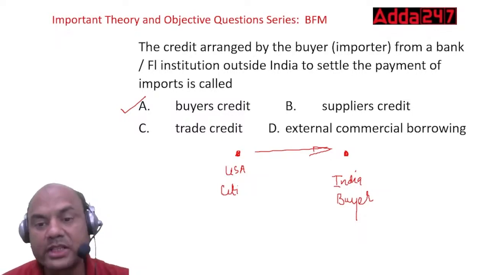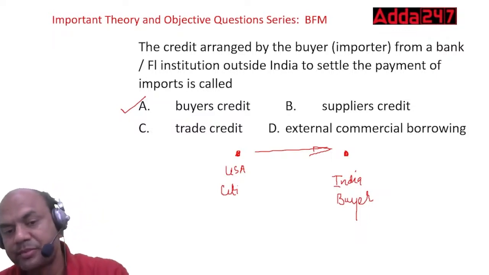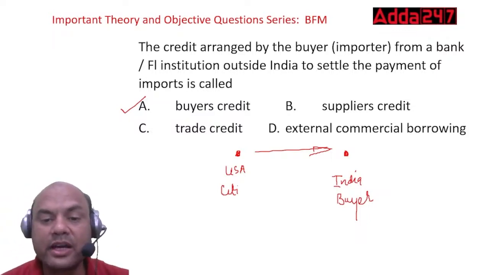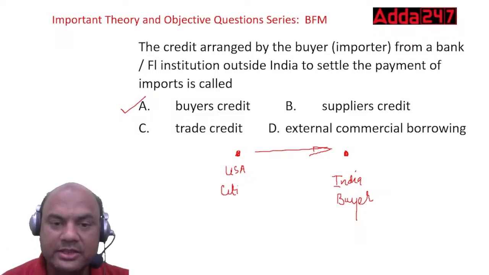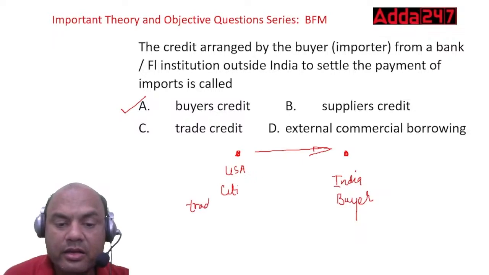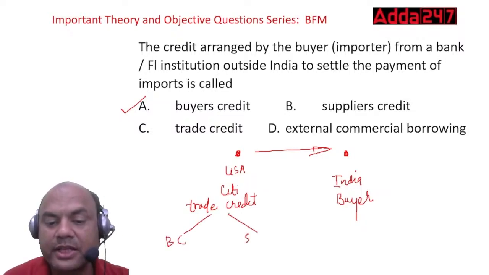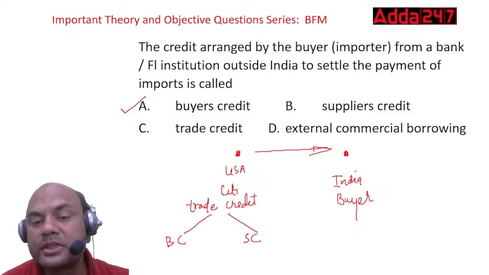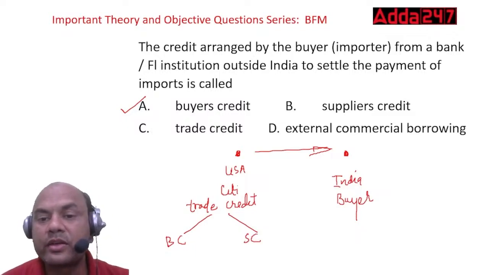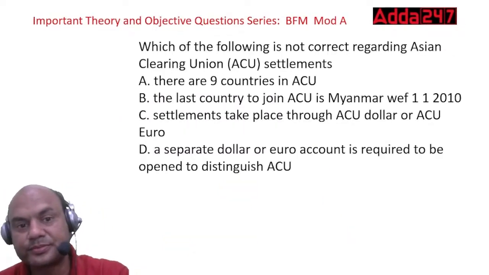Okay, what is supplier's credit? I'll come to that later when the question comes. Trade credit, here understand the concept again. Trade credit consists of two parts. One is buyer's credit, BC, and second is supplier's credit. So the whole term is known as trade credit. So whenever the buyer arranges for this credit, it is known as buyer's credit specifically.